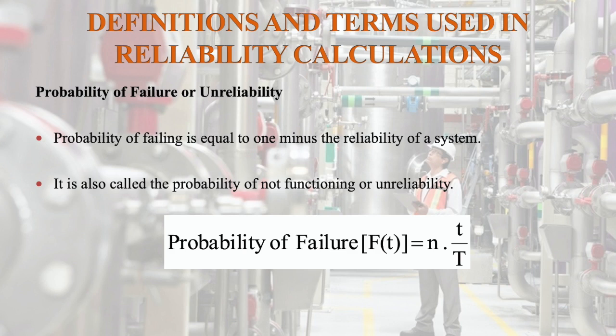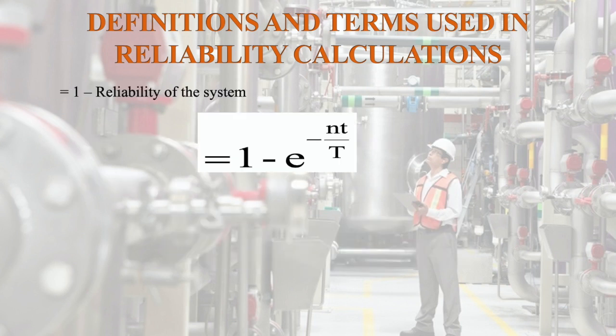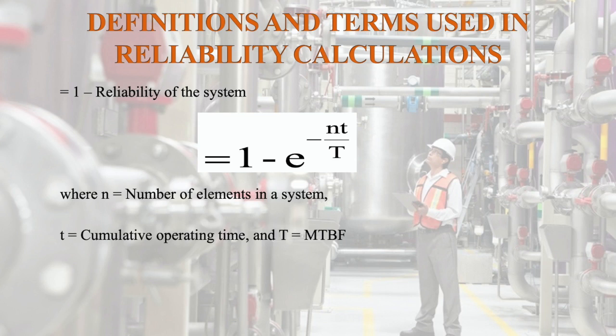is equal to n into t by T, that is equal to 1 minus reliability of the system, or it can be denoted as 1 minus e to the power of minus nt by T, where n is equal to number of elements in a system, t is equal to cumulative operating time, and T is equal to MTBF, that is mean time between failures.